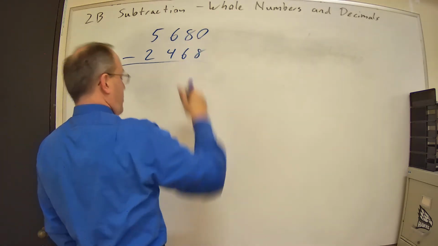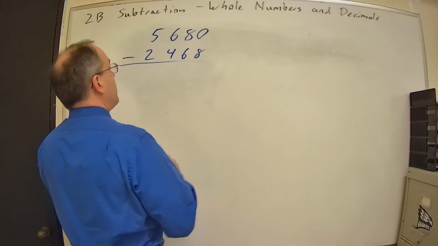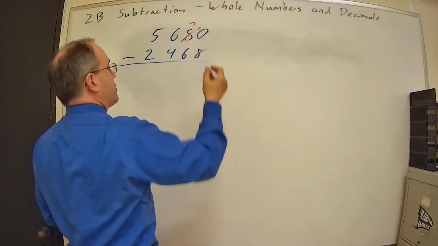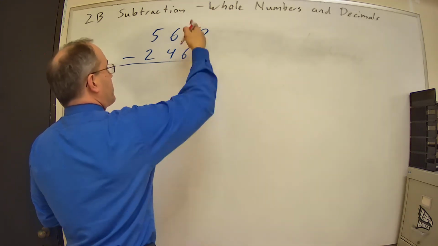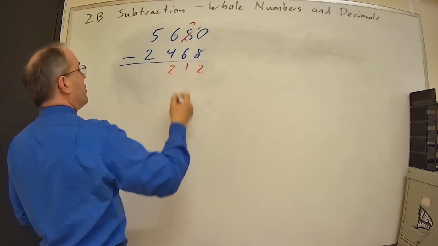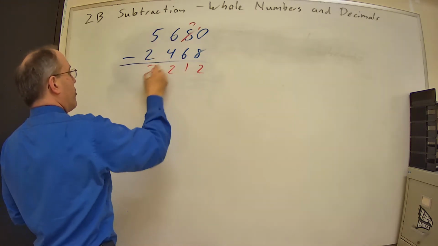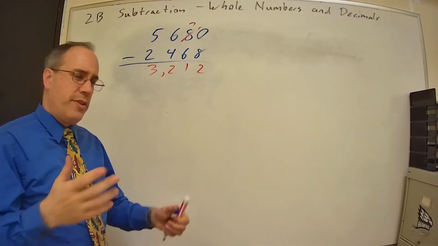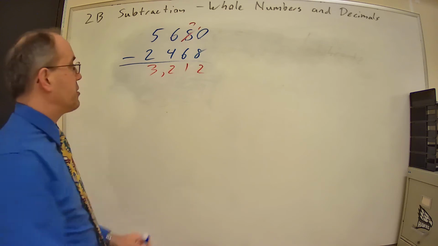We can't do that, so we're going to borrow and make this 8 into a 7 and make that a 10. So 10 minus 8 is 2. 7 minus 6 is 1. 6 minus 4 is 2. And 5 minus 2 is 3. So 3,212. So not a lot of difference there. Same idea.